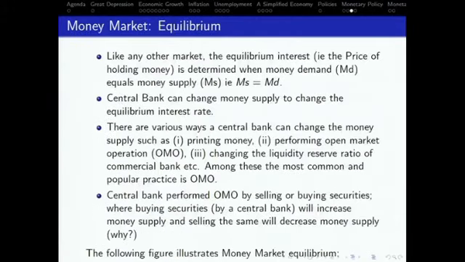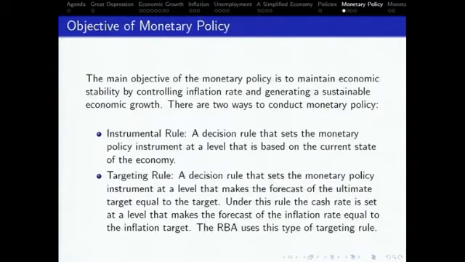Now the question is money demand and money supply. So what is money? Can anyone tell me what money is?